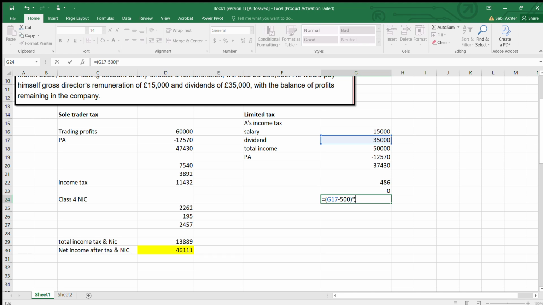What is the basic rate of dividend? 8.75. So I'm going to drop down the decimal, keep it as a whole number. Then find the total income tax. So you see, this is your income tax here.